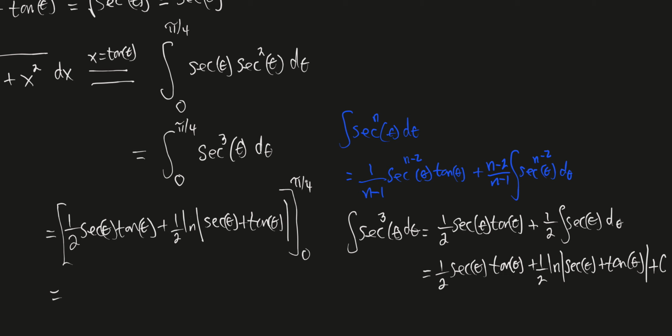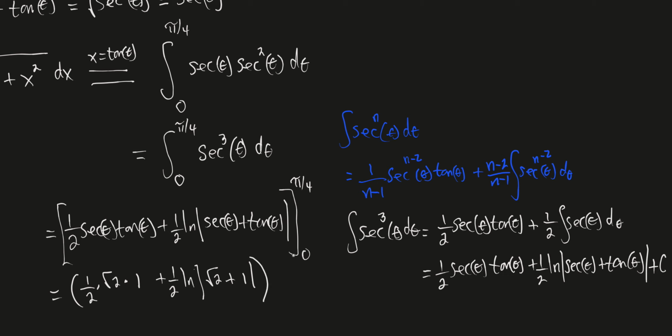So at the upper limit, let's see what we have. So we have 1/2. The secant of pi over 4 is the reciprocal of cosine of pi over 4. The cosine of pi over 4 is 1 over root 2. The reciprocal of 1 over root 2 is root 2. So this is root 2. The tangent of pi over 4 is 1. So again, use those same values here. The secant of pi over 4 is root 2, plus the tangent of pi over 4 is 1. So we have the absolute value there.